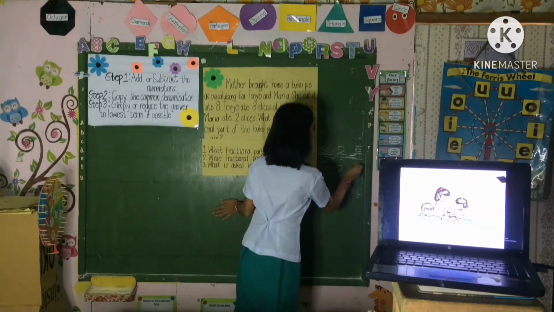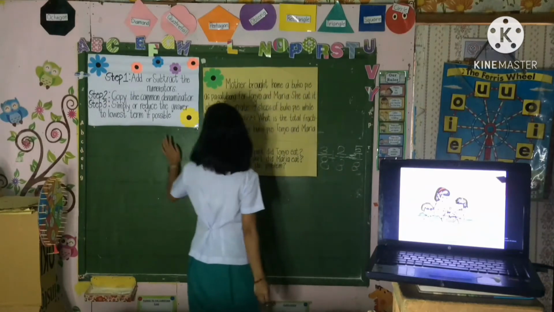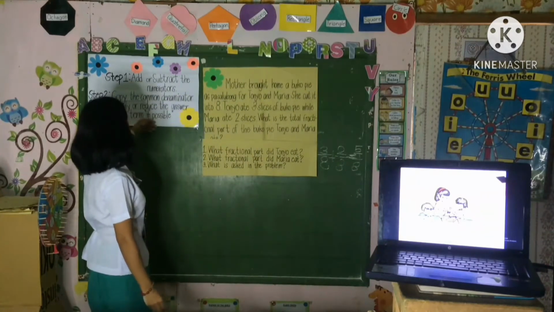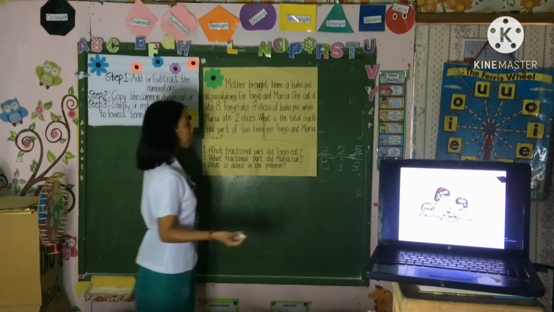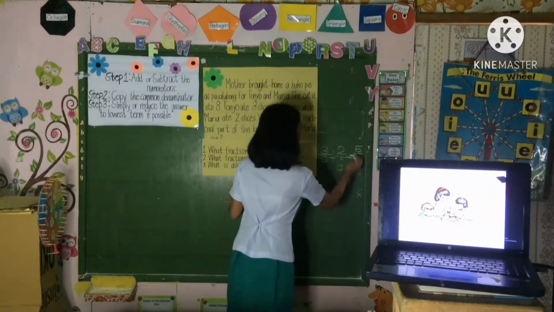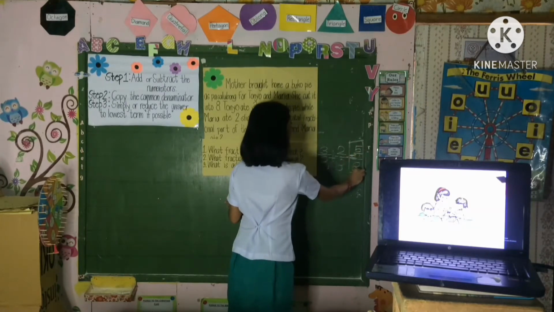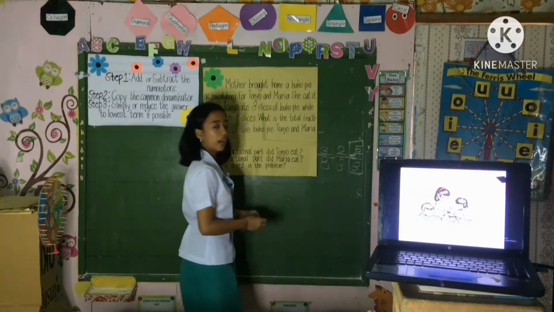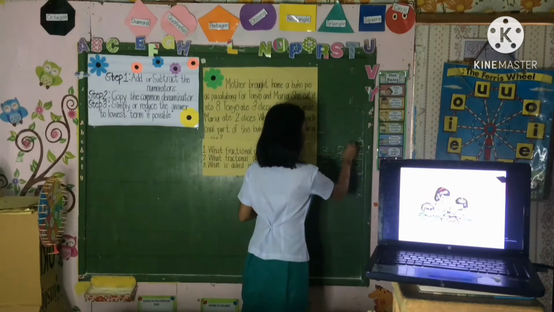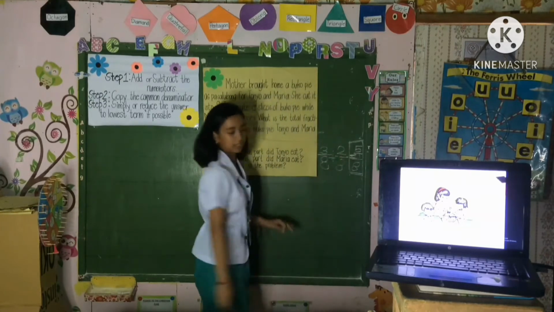Anyone? Very good. Then, simplify or reduce the answer to lowest term if possible. Anyone? Okay. Class, why did we not reduce to lowest term in this answer? Very good, because they have no common factor other than 1. Very good.